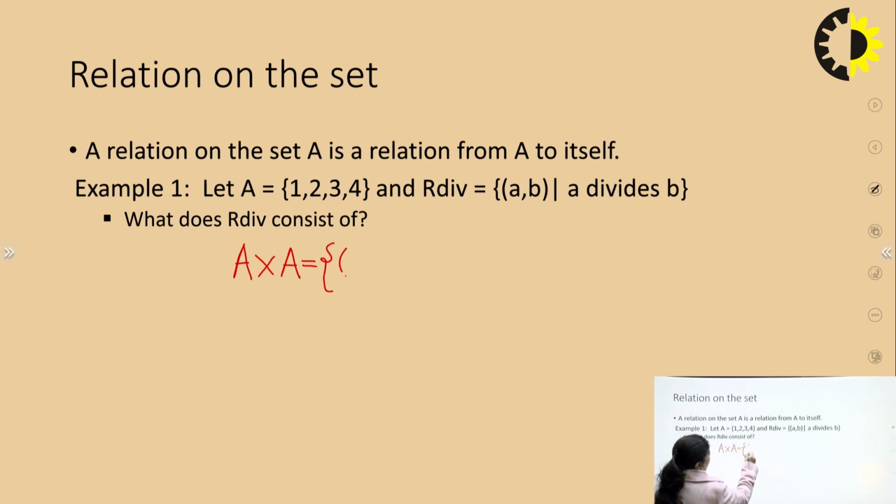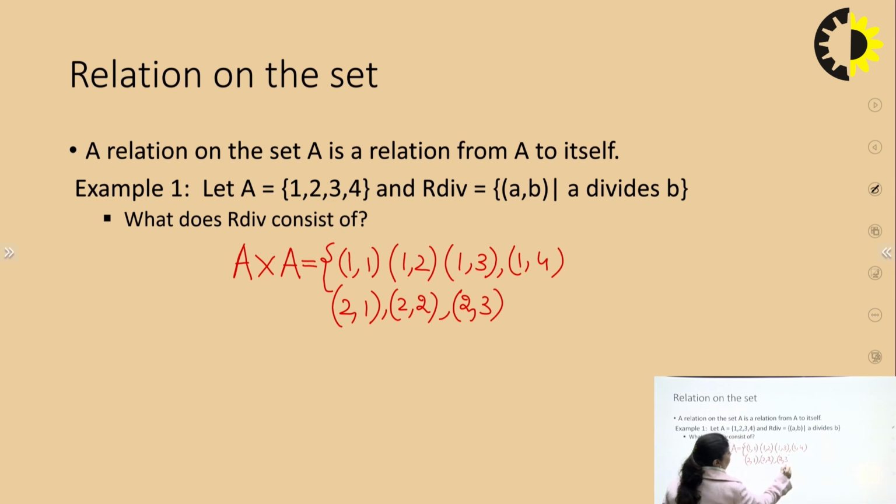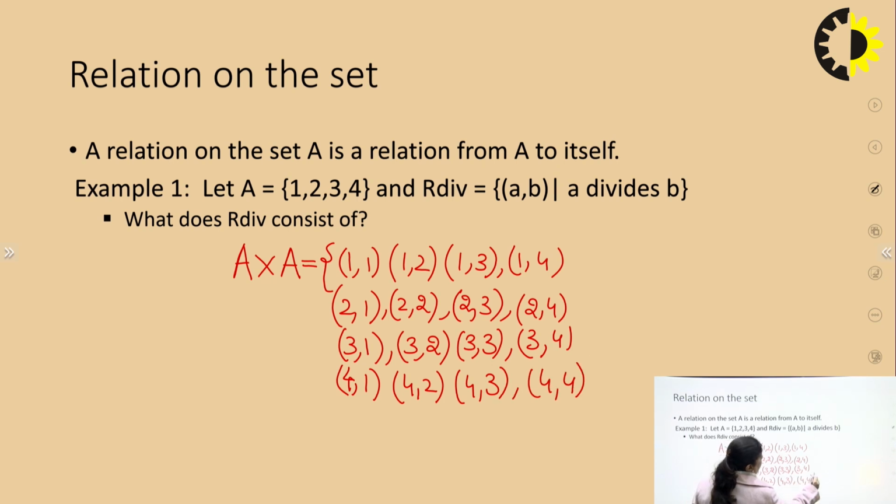So my A cross A here will be (1, 1), (1, 2), (1, 3), (1, 4). Then I'll have (2, 1), (2, 2), (2, 3), (2, 4). I have (3, 1), (3, 2), (3, 3) and (3, 4). I have (4, 1), (4, 2), (4, 3) and (4, 4). So this is my Cartesian product.